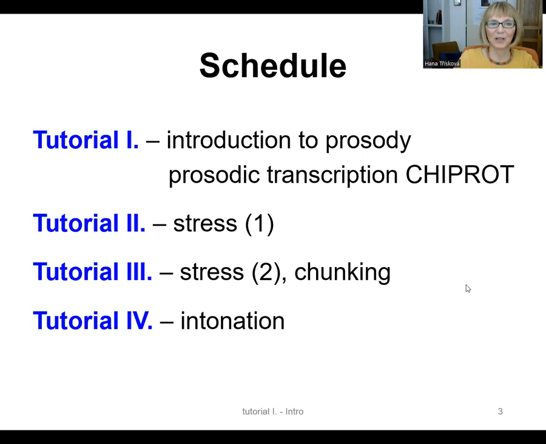Here is our schedule. Today, I will give you some introduction to prosody and tell you about CHIPROT. Then in the second tutorial, we'll talk about stress. The third tutorial will continue with stress, and then we'll deal with chunking. And the last tutorial will deal with intonation.